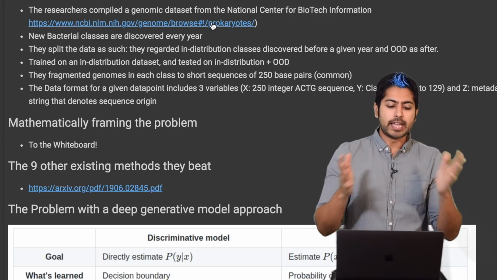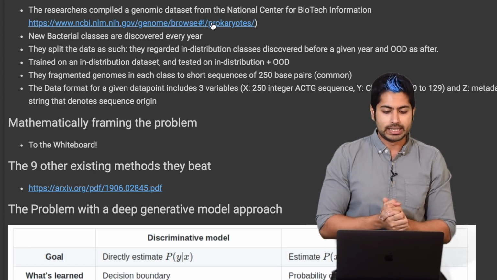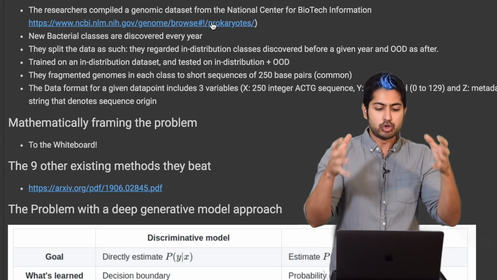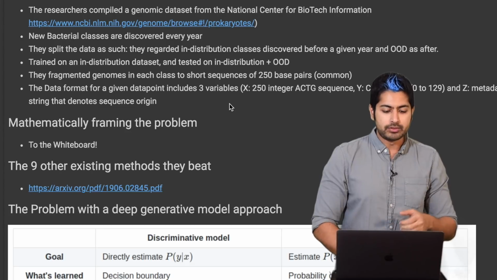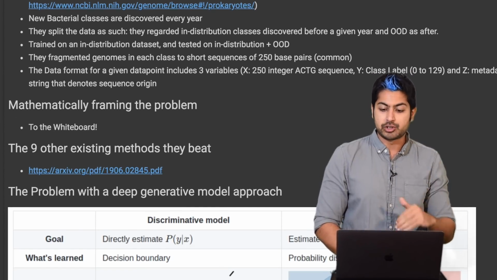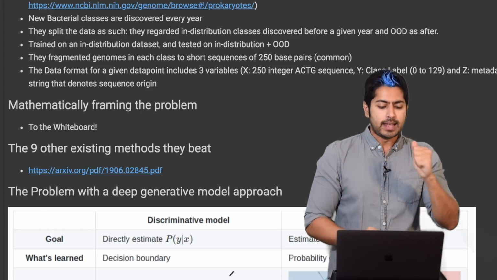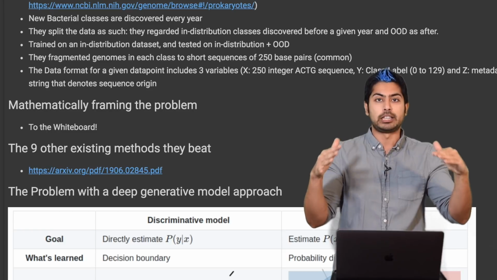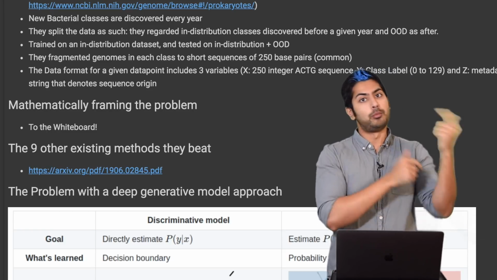They split the data up into in-distribution classes and then out-of-distribution classes as well. And they fragmented the genomes into short sequences of 250 base pairs, which is common. So the data format is as such. We're going to visualize it. I wrote a small script to visualize that, so I want to show you guys that after this. But before we get into the data set, we have to frame this problem mathematically. This is the first thing we need to do. So let's get to the whiteboard, frame it, and then we'll get back to this.